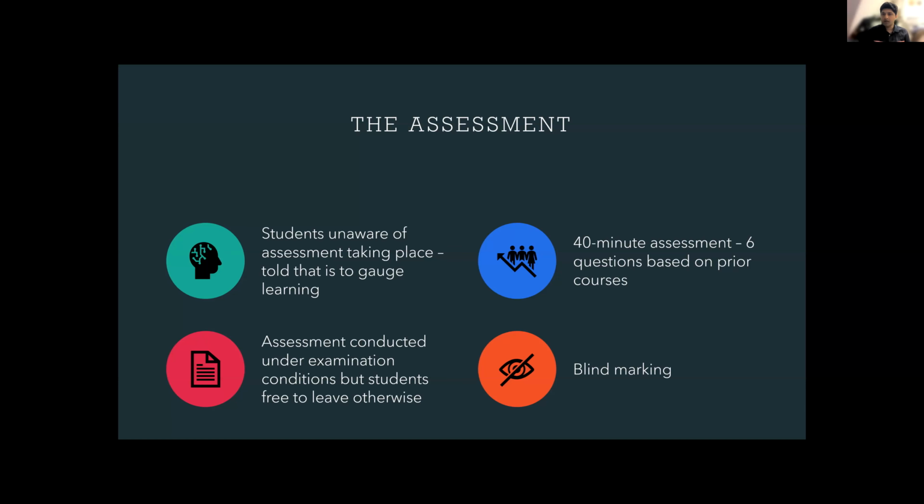By blind marking, I primarily mean that students were not aware of why the experiment was being conducted. And it was not marked by us. We prepared the assessment, so we only thought that it would be appropriate that it was marked by our RAs. We provided them solutions, and they marked both the cohorts.